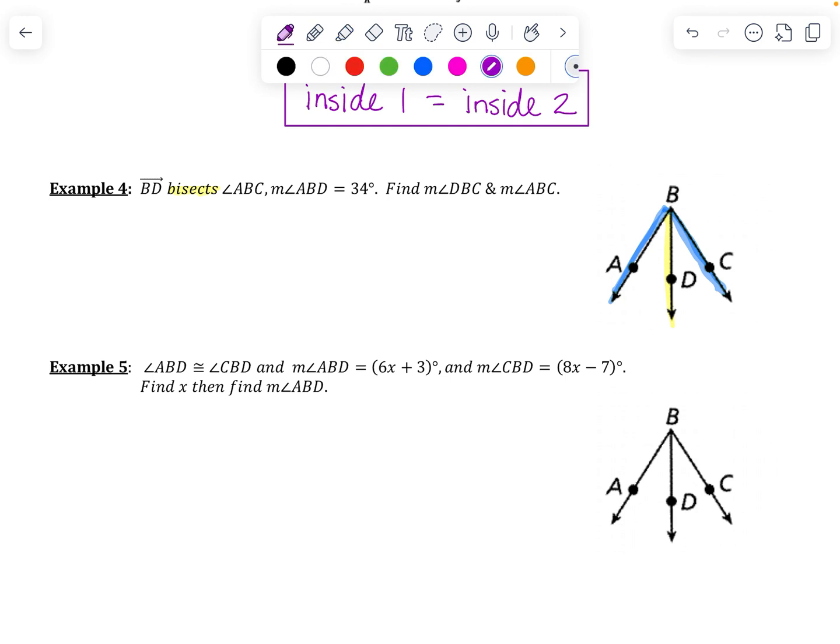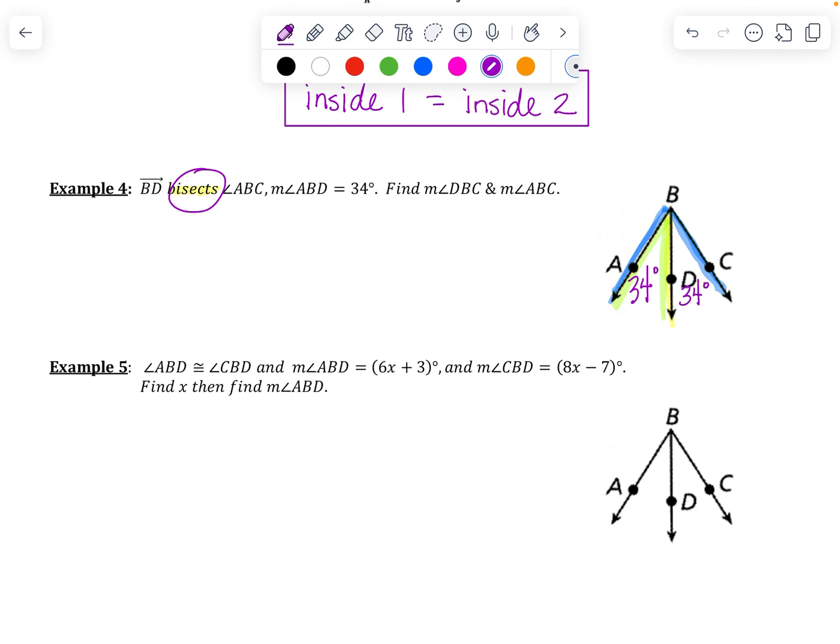And then they go on further to say that angle ABD, which will be, let me pick another color here, so let's pick green, from A to B to D is this green angle. That angle's 34 degrees. So if we make that angle 34 degrees on the inside, we immediately know, because of this word bisect, that the other side is 34 degrees.